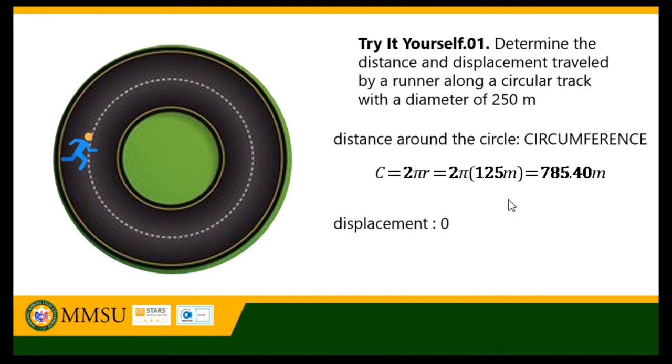But why? For a runner to make a complete round, he needs to return to his starting point. That is, starting position x sub i is equal to final position x sub f. And displacement is the difference between x sub f and x sub i, which is equivalent to 0.